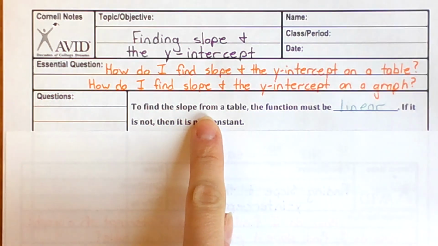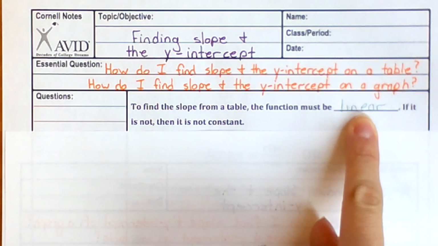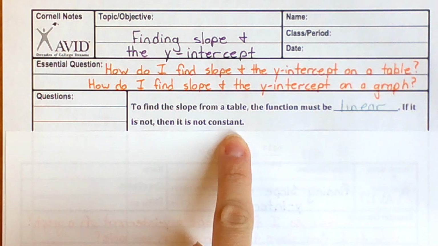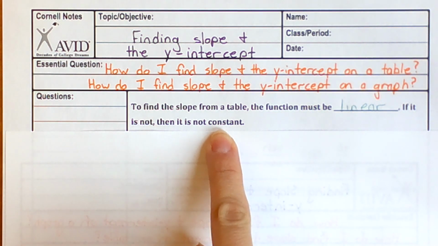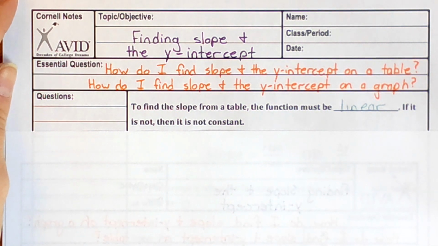To find the slope from a table, the function first must be linear. So we only can do slope if we have a linear graph or function or table chart. It's got to be linear. If not, then it's not constant, so we don't have a constant rate of change, which is another term for slope. So the first thing we need to make sure is that we have a linear function.